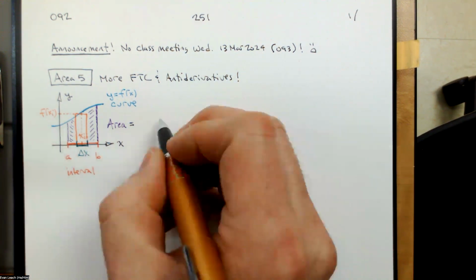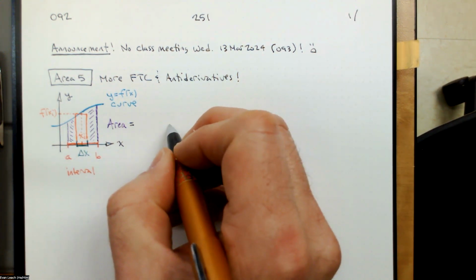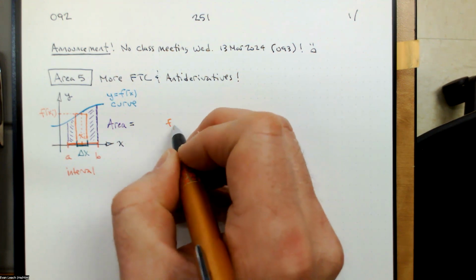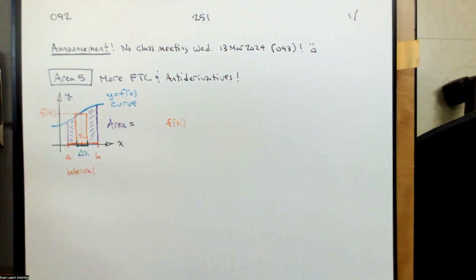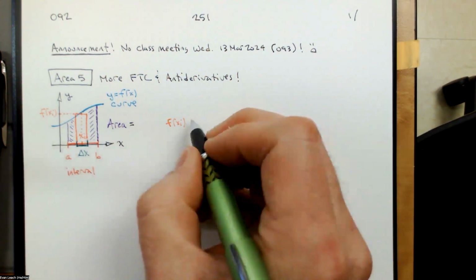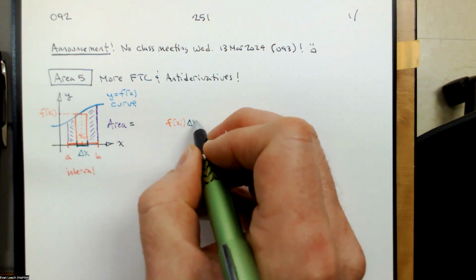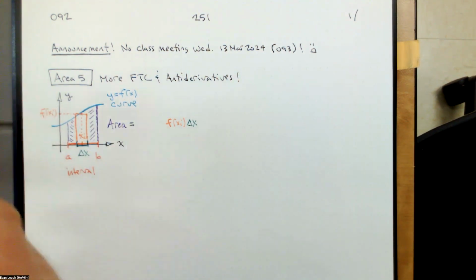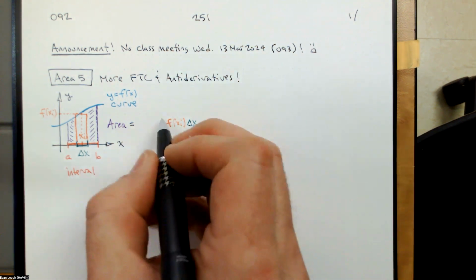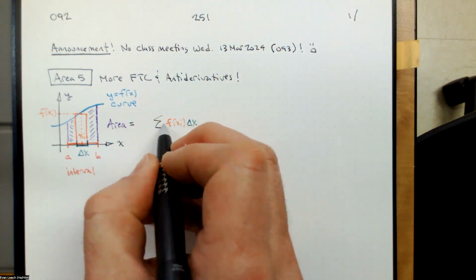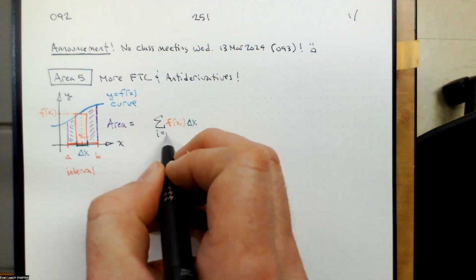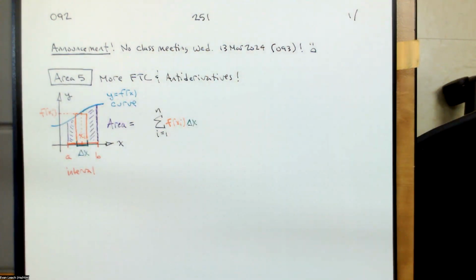So we take the height of this rectangle, the ith rectangle, and we multiply by the width, delta x. And we do this for a bunch of rectangles, and we add up those areas. So this is an area of a rectangle. That summation is us adding up the areas of those n rectangles.